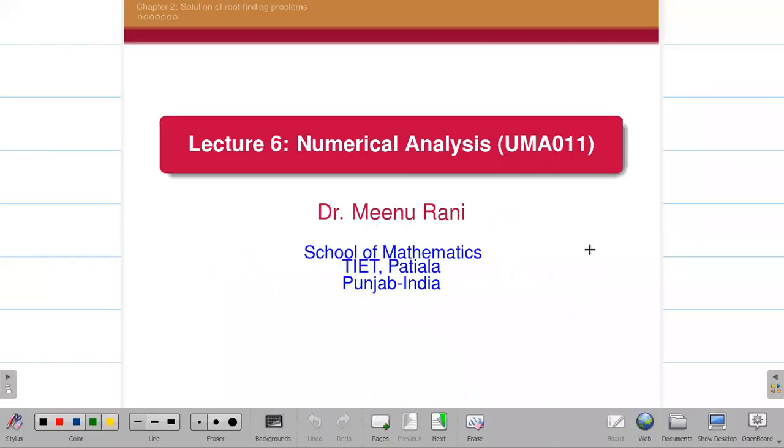So this is the next lecture on numerical analysis. We have already started our second chapter, that is root finding problems, solution to root finding problems.